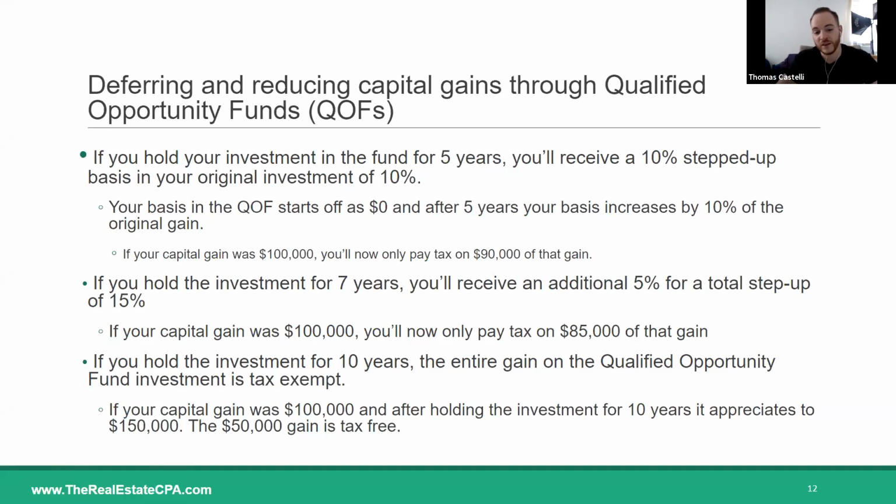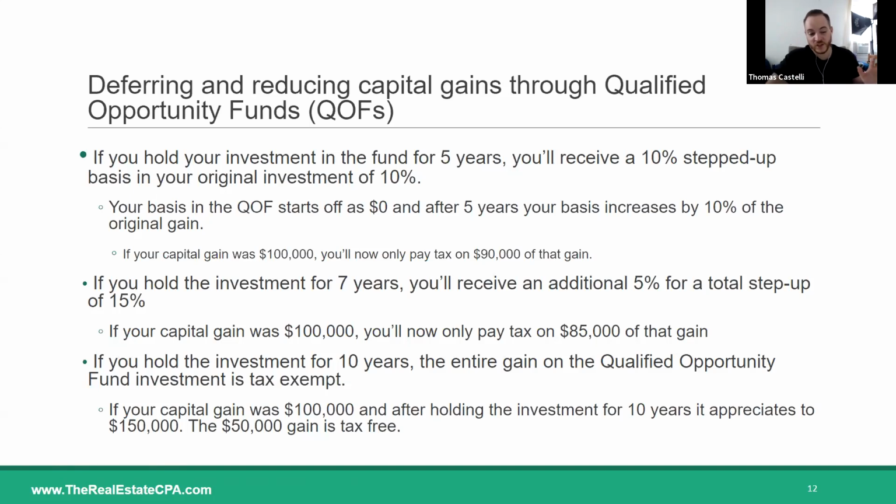Now, if you hold the investment in the fund for 7 years, you'll receive an additional 5% step up for a total of 15%. So again, if your capital gain was $100,000, you hold it for 7 years, you're now only paying tax on $85,000 of that gain. So you're reduced in this strategy. There's two parts of the strategy. You're deferring your capital gain. So say you have a $100,000 capital gain in 2019. You're investing it into the opportunity fund. You're deferring this capital gain, and then depending on how long you hold it, you are also potentially reducing this capital gain as well.